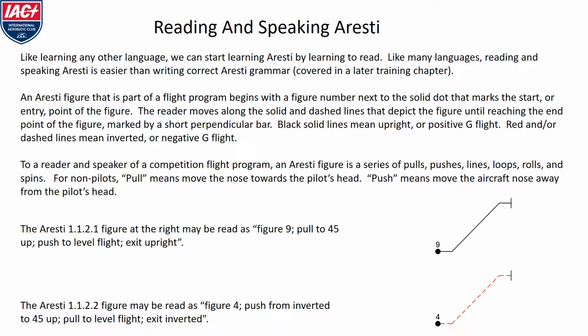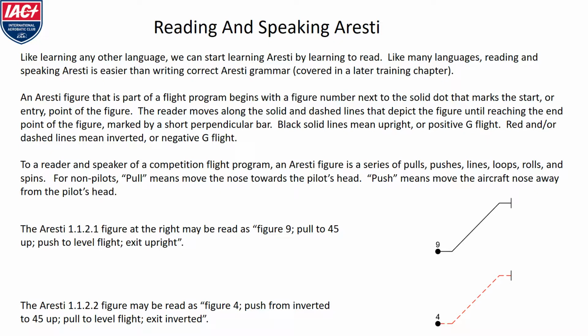To a reader and speaker of a competition flight program, an Aresti figure is a series of pulls, pushes, lines, loops, rolls, and spins. For non-pilots, pull means move the nose toward the pilot's head. Push means move the aircraft nose away from the pilot's head.